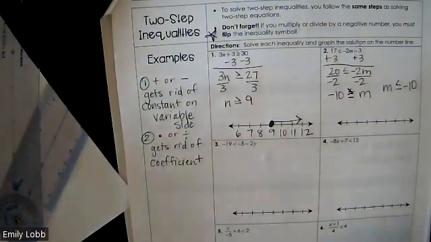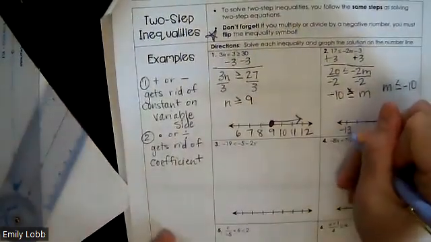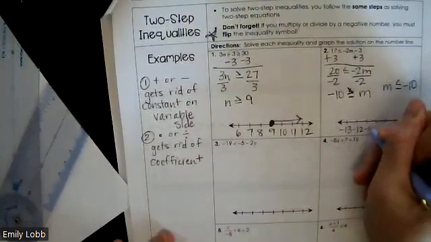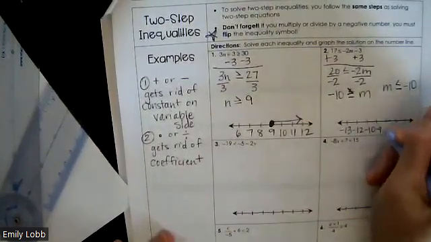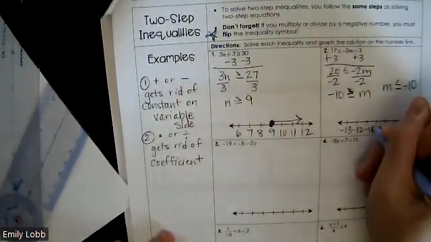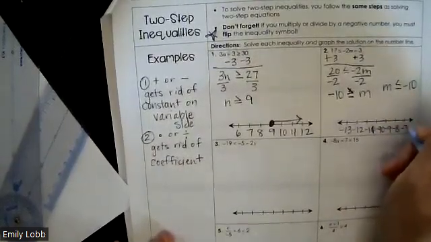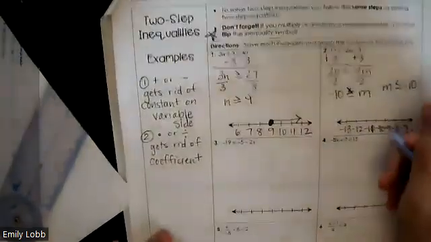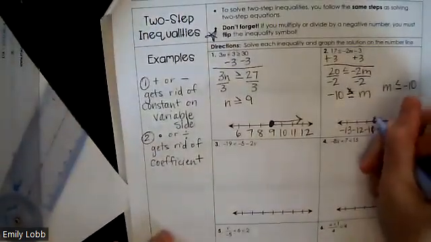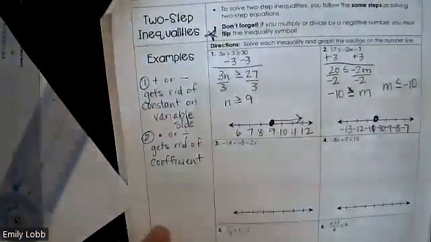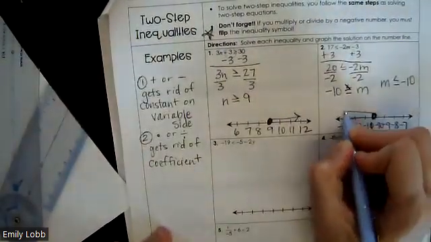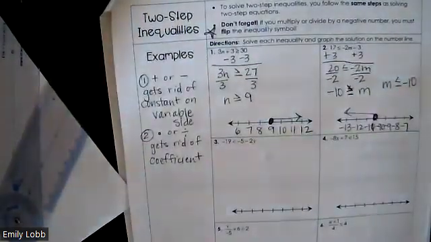So negative 10 minus 3 is negative 13, negative 12, negative 11, negative 10, negative 9, negative 8, negative 7. Oh my gosh, I skipped 11. So closed at negative 10, right? And to the left. I think we all have that graphing part down, I hope.